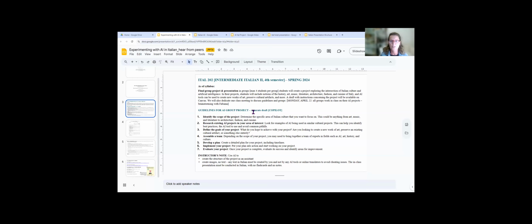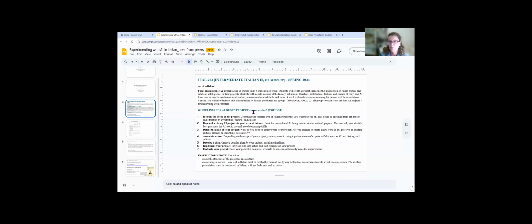In groups, max 4 students per group, students will create a project exploring the intersection of Italian culture and artificial intelligence. In the projects, students will include notions of the history, art, music, literature, architecture, fashion, and cuisine of Italy, and AI tools can be used to create new works of art, preserve cultural artifacts, and more. A draft with instructions concerning the project will be available on Canvas. We will also dedicate one class meeting to discuss guidelines and groups.